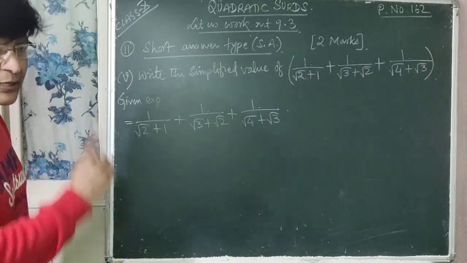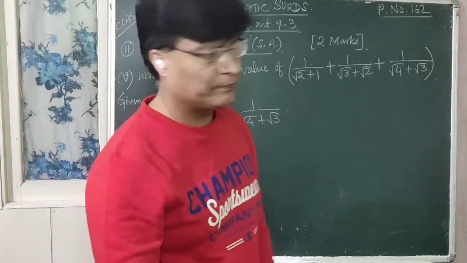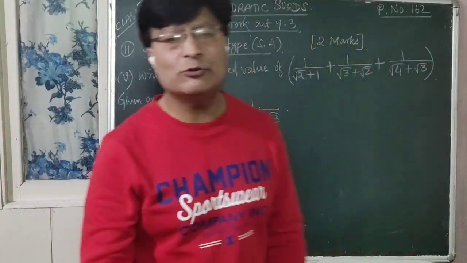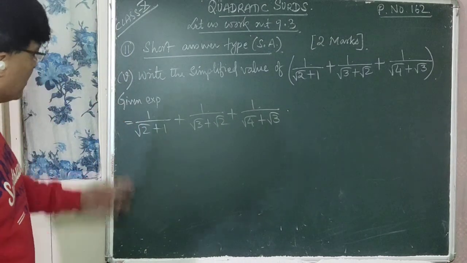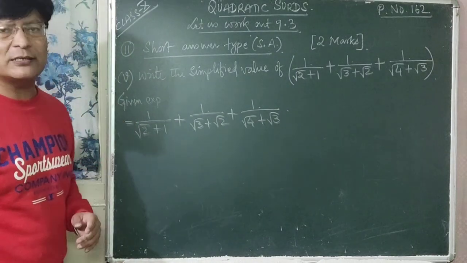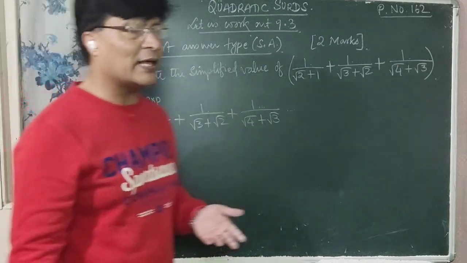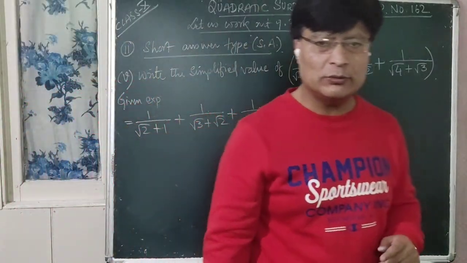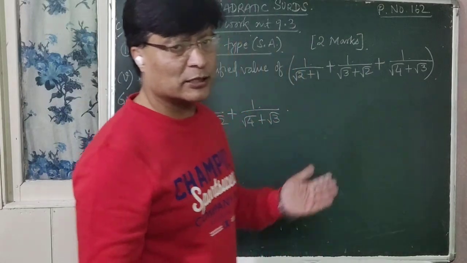Okay, so let us simplify the denominator. So how can you simplify the denominator here? You have to remove the square root from the denominator. That means you have to rationalize the denominator. What do you mean by rationalizing the denominator? I already told you. What do you mean by rationalizing the denominator?